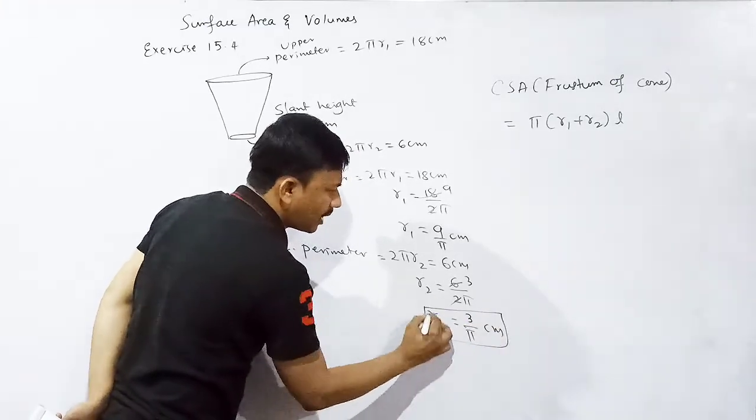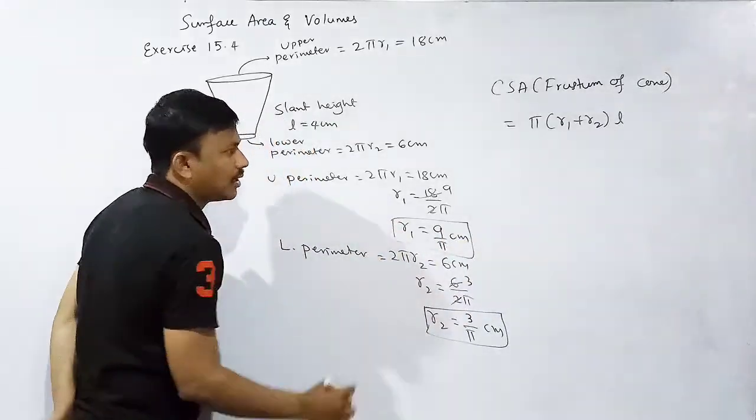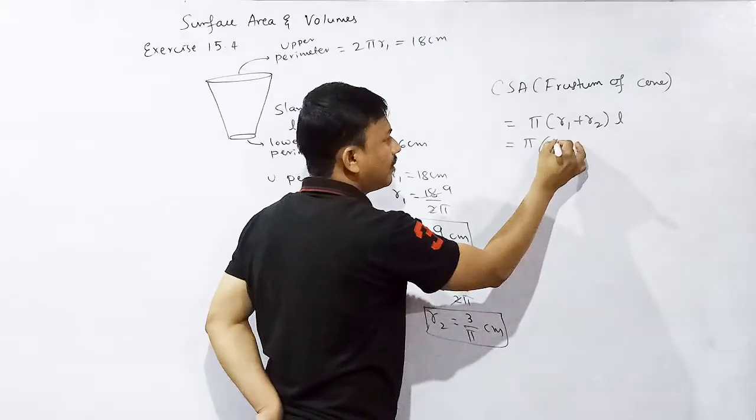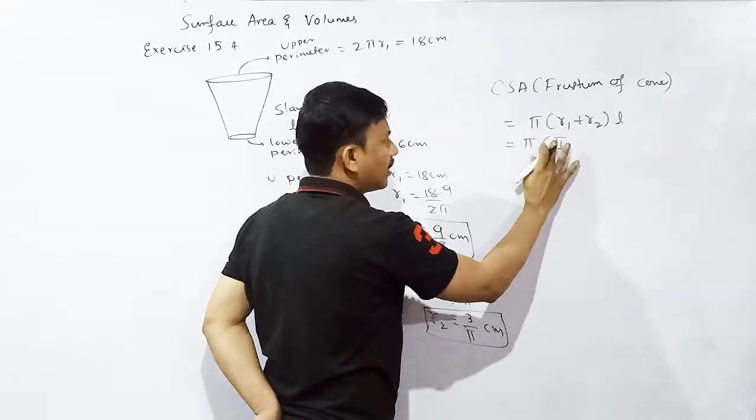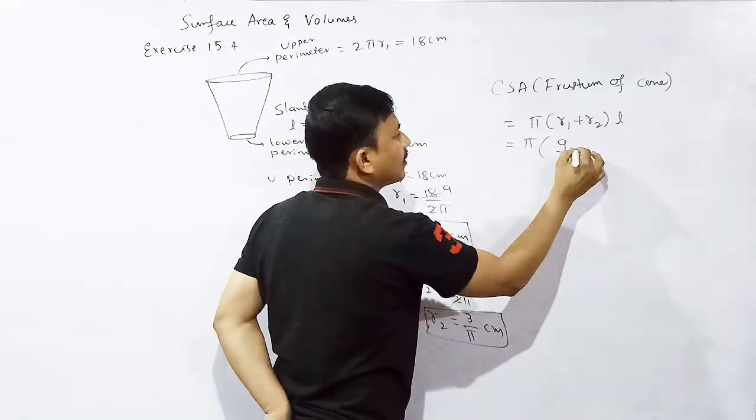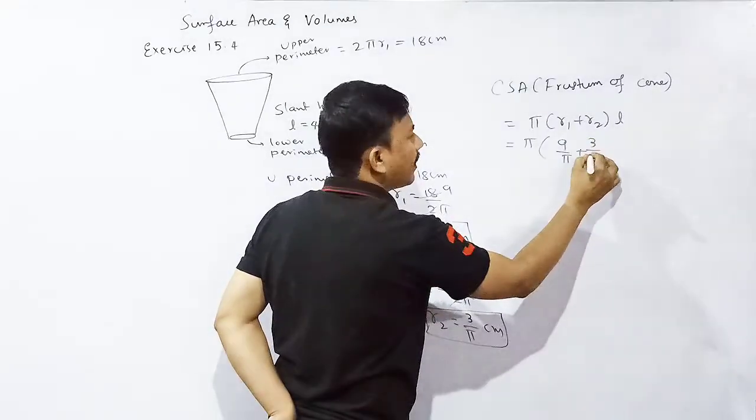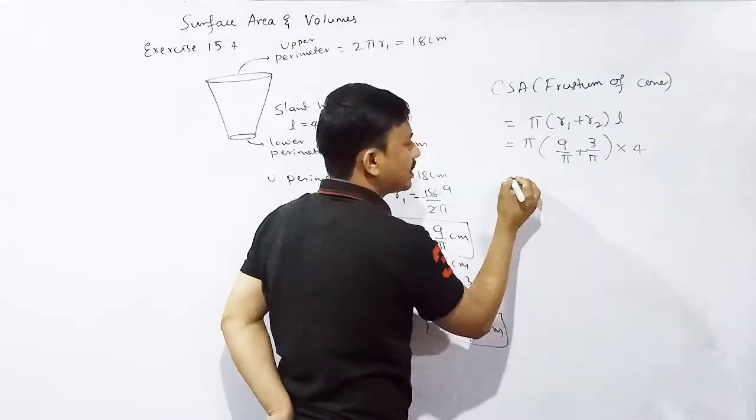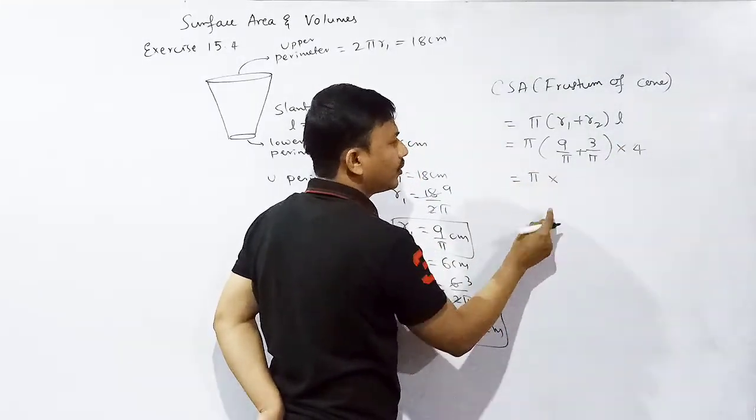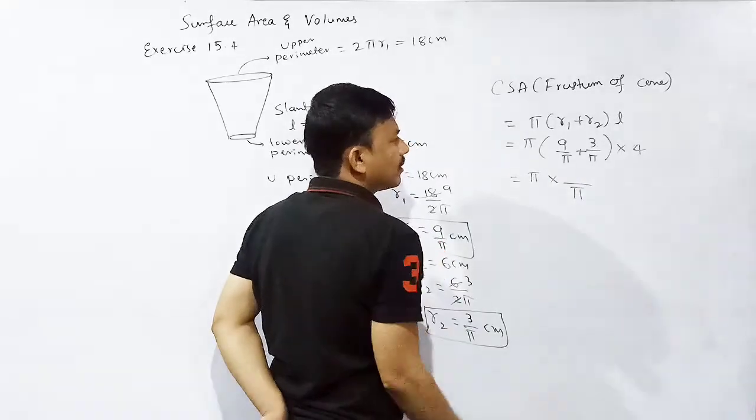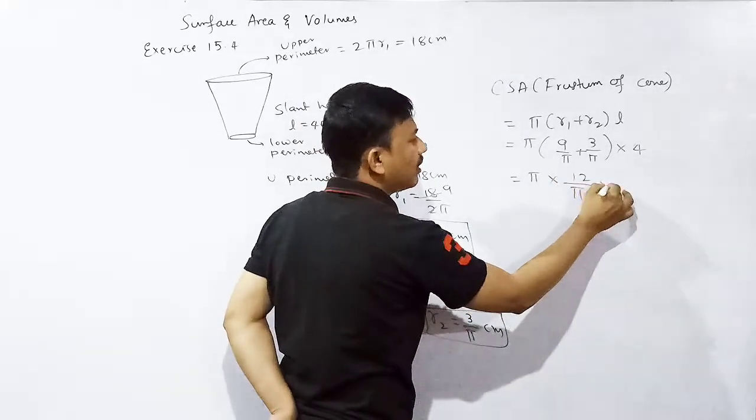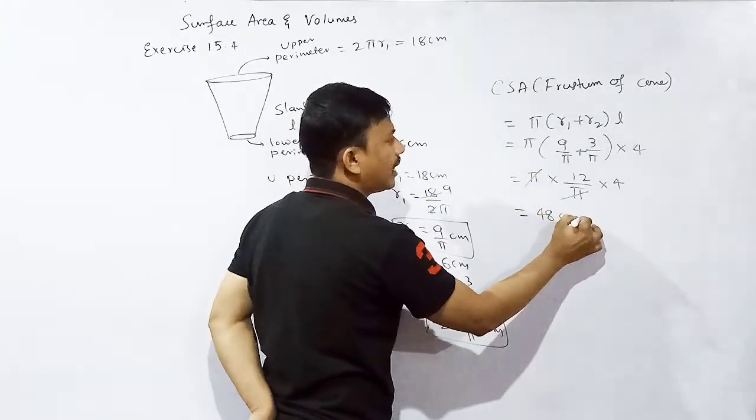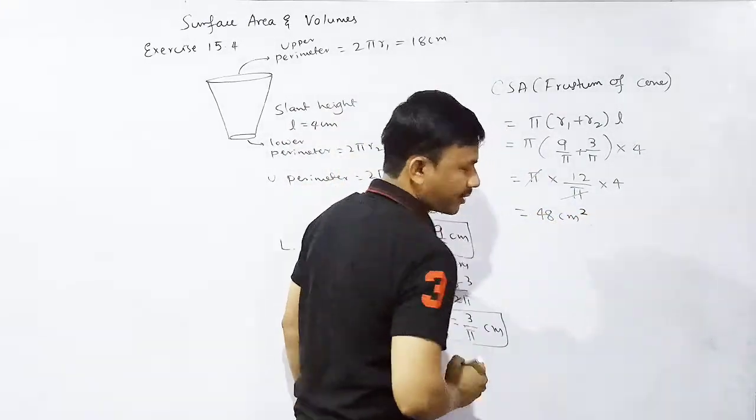We got the R1 value, we got the R2 value. Put those values here. Pi (9 divided by pi plus 3 divided by pi) into what is the L value? 4. This is equal to pi into 1 by pi as it is, 9 plus 3 is 12, into 4. Pi cancels. 12 4s are 48 centimeter square, not cube.